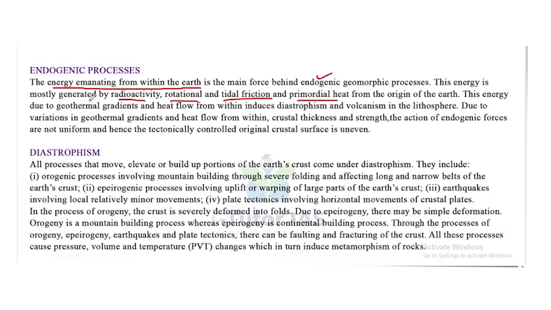This energy, due to geothermal gradients and heat flow from within, induces diastrophism and volcanism in the lithosphere. Due to variations in geothermal gradients and heat flow from within, crustal thickness and strength, the action of endogenic forces is not uniform, and hence the tectonically controlled original crustal surface is uneven.